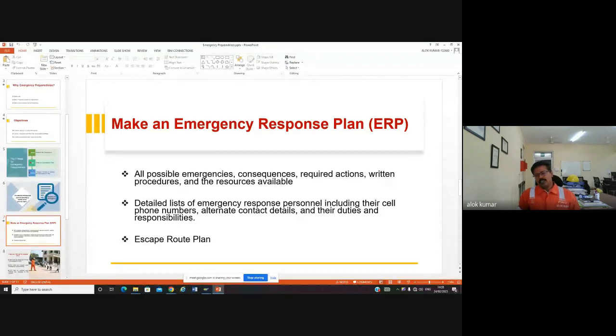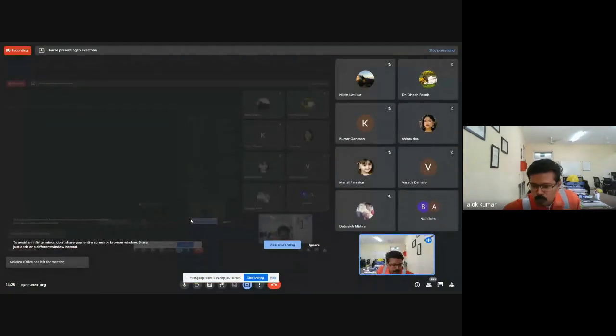There should also be the escape route plan. Can anyone tell me what an escape route plan is? Can anyone among you tell me what an escape route plan is? What is an escape route plan? Would anyone like to say what an escape route plan is?